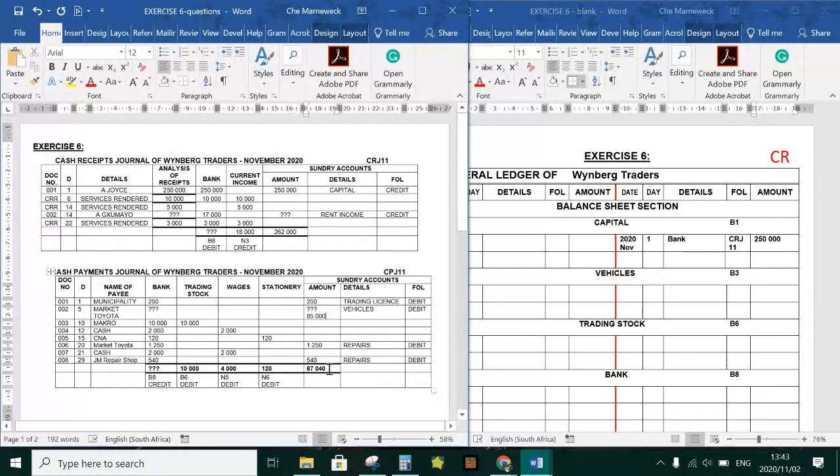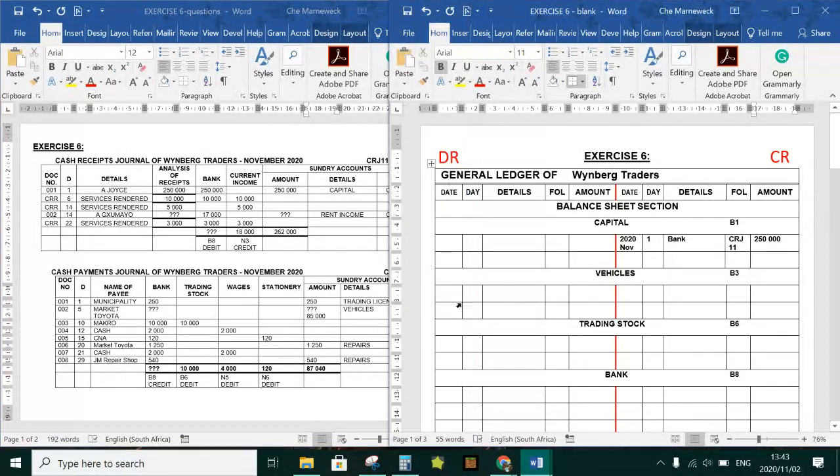So we're posting this on the debit side. It's sundry, so it's that particular day. So it's the 5th. This is the debit side. So we have 2020 November the 5th, bank, CPJ11, and it's 85,000.